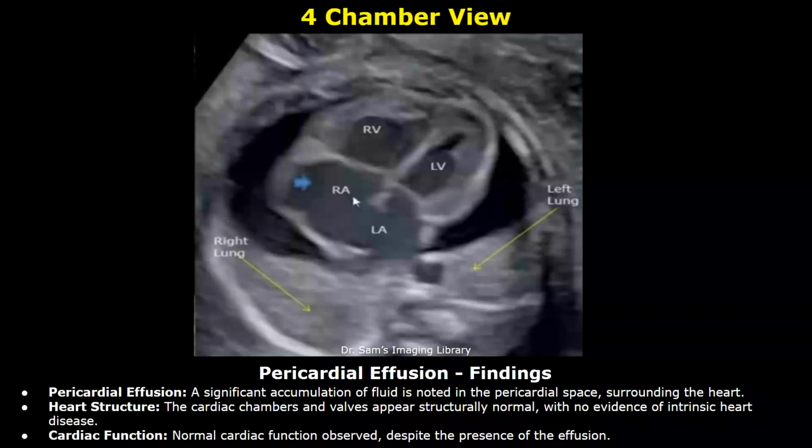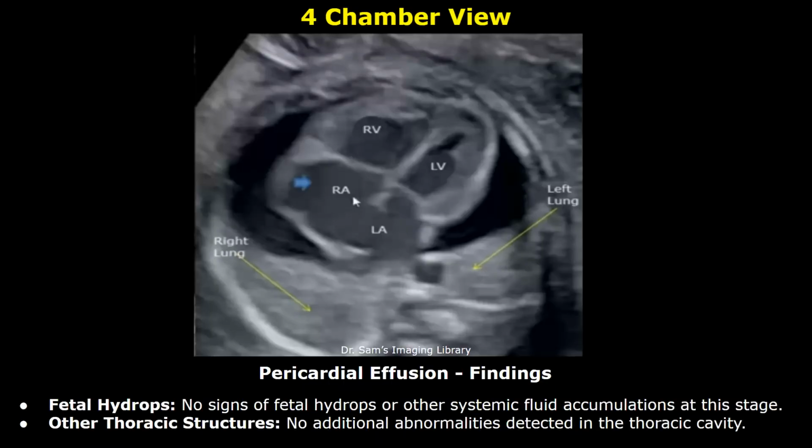Now we have a case of pericardial effusion. These are the findings. A significant accumulation of fluid is noted in the pericardial space surrounding the heart. The cardiac chambers and valves appear normal, with no evidence of intrinsic heart disease. Cardiac function: normal cardiac function observed despite the presence of the effusion. There were no signs of fetal hydrops or other abnormalities.